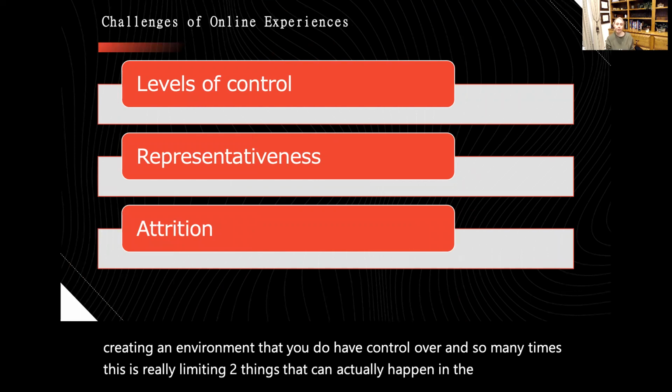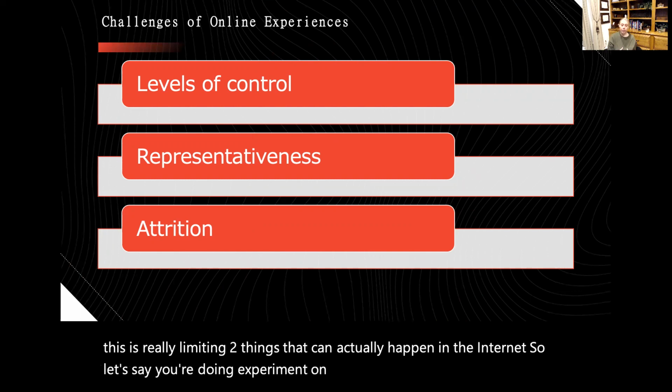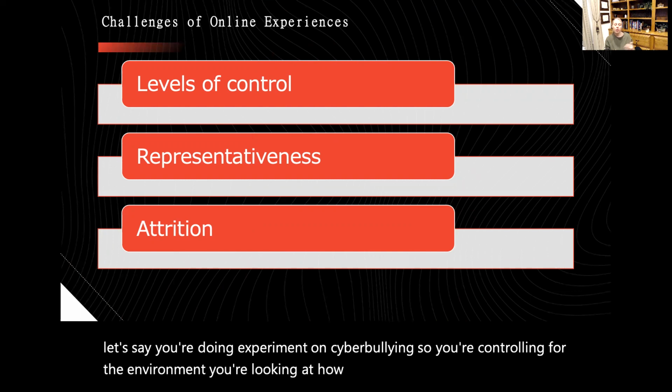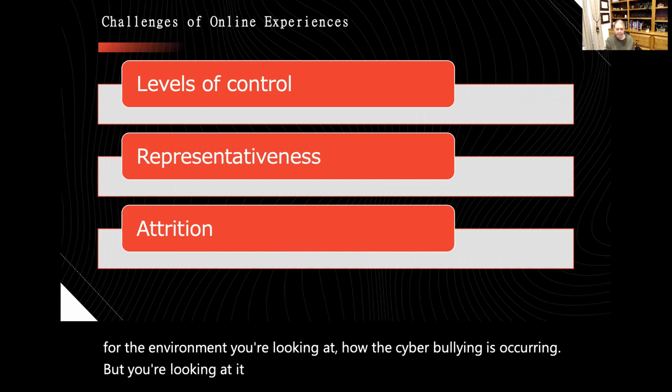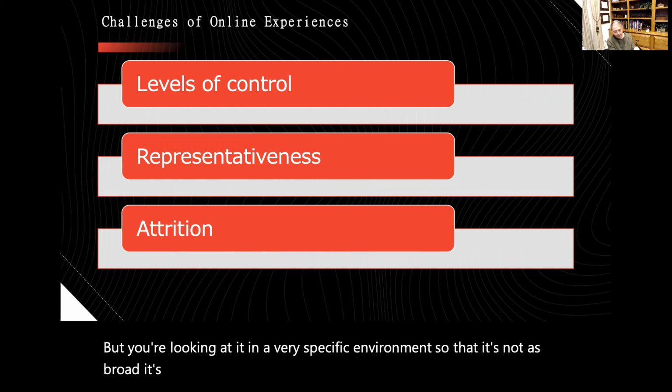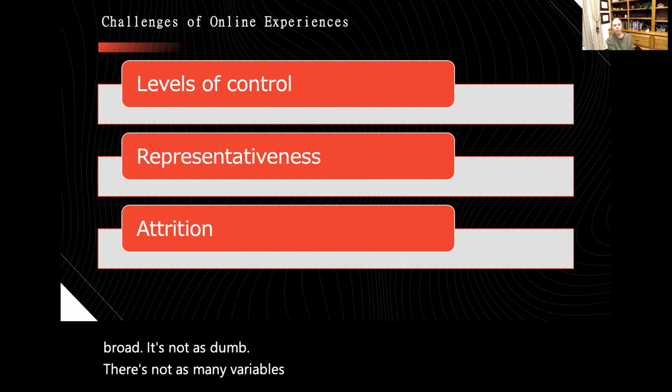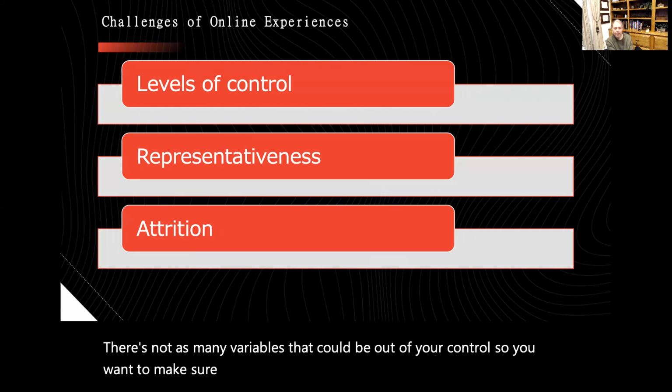So let's say you're doing an experiment on cyberbullying. You're controlling for the environment, you're looking at how the cyberbullying is occurring, but you're looking at it in a very specific environment, so that it's not as broad, and there are not as many variables that could be out of your control. So you want to make sure that you're specifically looking at how you can control the environment. What are you ruling out?